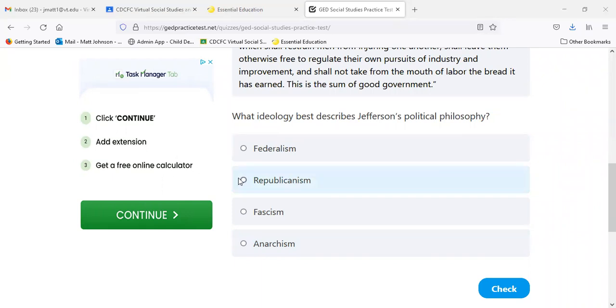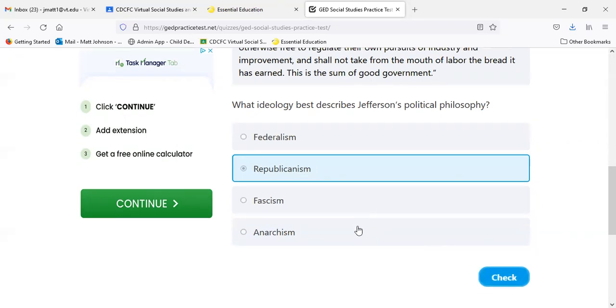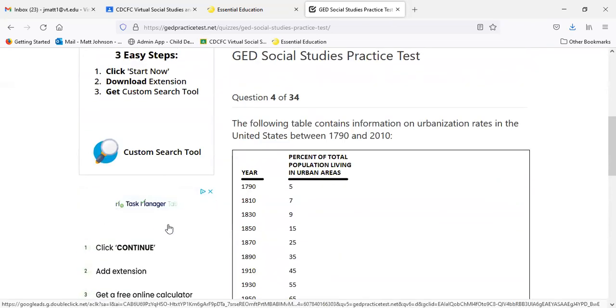B. Yeah, she says republicanism. I am pretty sure, right? Because he was a Democratic Republican and he believed in the early republic. Federalists were the sort of opposing party, your Alexander Hamiltons and your John Adams and those dudes. So republicanism is certainly the answer there.